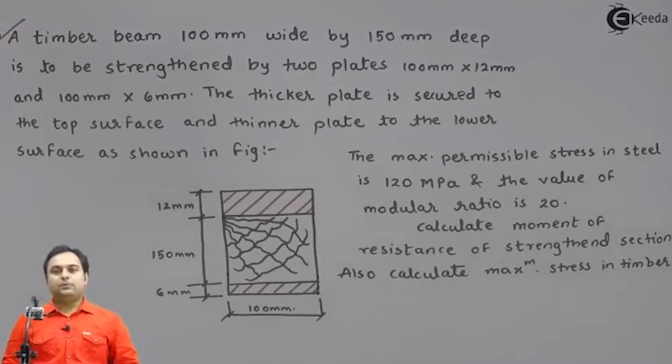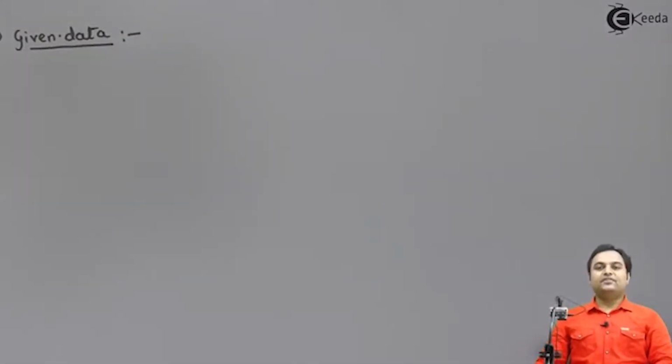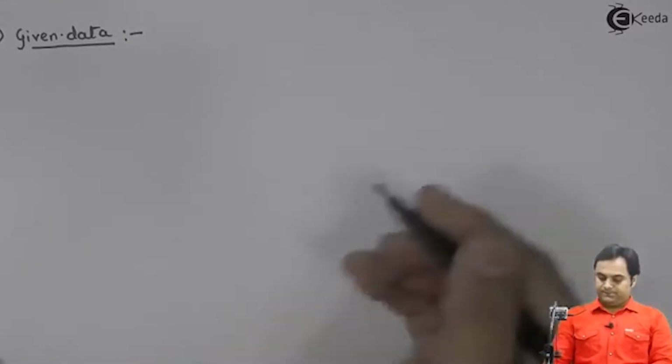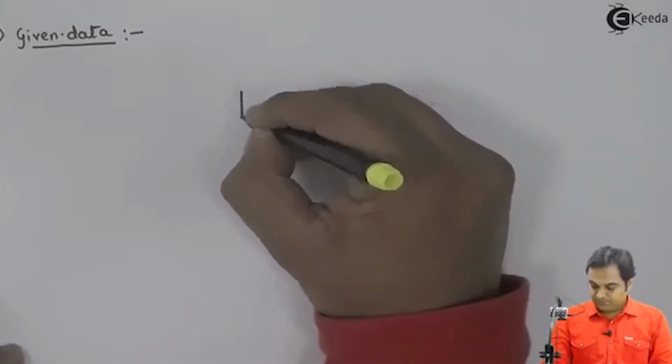For solving this problem, we need to write the data first. So let us start with writing the data for this problem. First of all, whatever diagram they have given, that diagram we have to draw it again in the data. So I am drawing the diagram of a flitched beam.